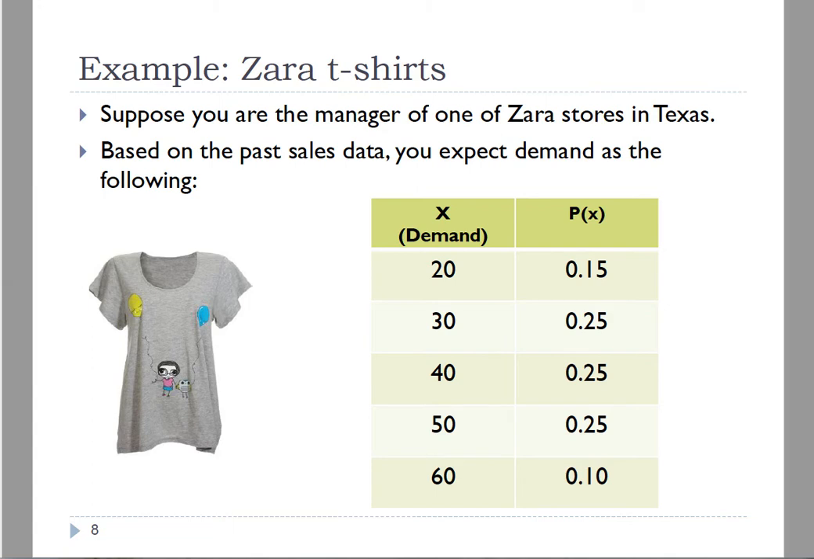Okay, so I like Zara, and I want to talk about Zara t-shirts, so I chose this example. Let's say you are the manager of one of the Zara stores in Texas, and based on past sales data, you expect demand as follows. For selling 20 shirts, the probability is 0.15; 30, 0.25; 40, 0.25; 50, 0.25; and then selling 60 t-shirts, it's 10%.